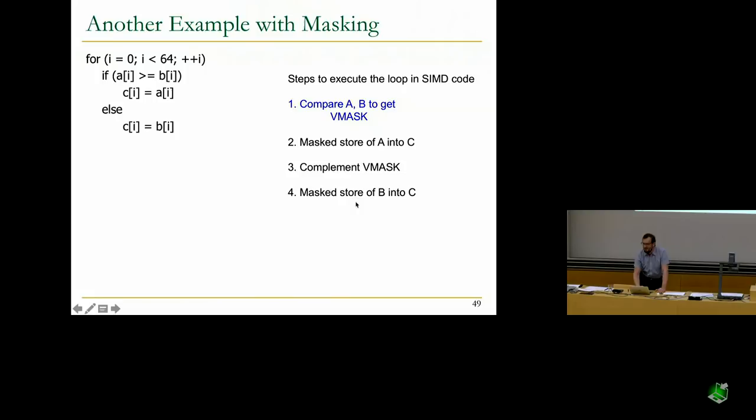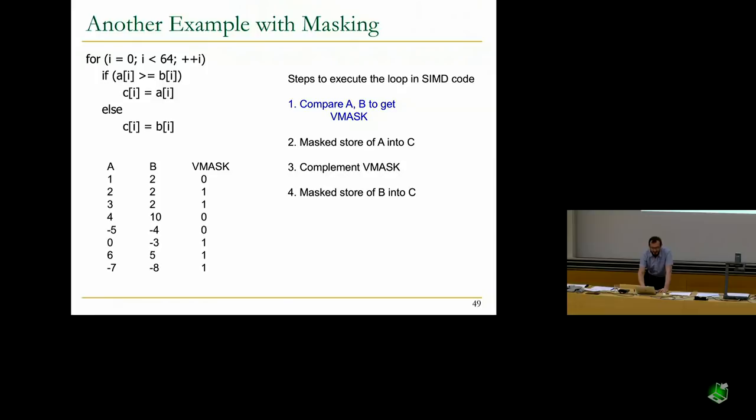Make sense? Normally, if you're unconditional, your vector mask is all ones. All of the vector elements should be operated on, but by changing the vector mask, you do conditional operations on different elements of a vector. It's very powerful, and the idea is very simple. So for example, if your A and B values are like this, this is the A array, this is the B array.